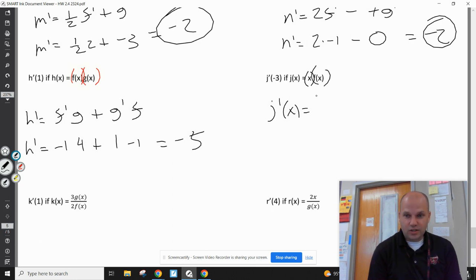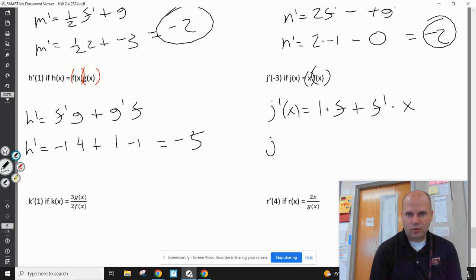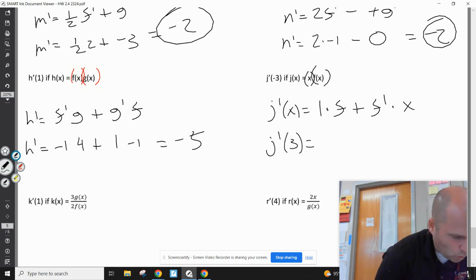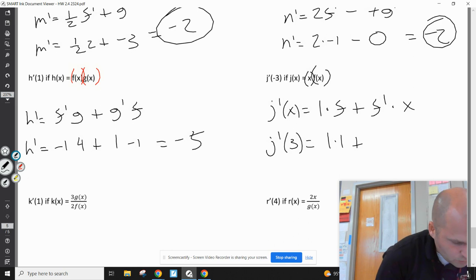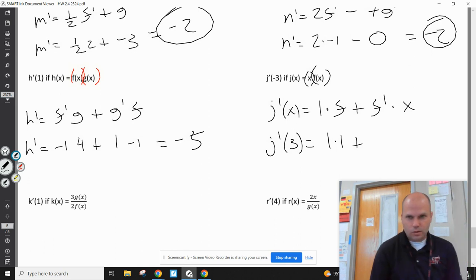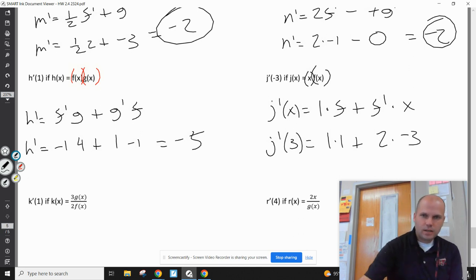x times f. The derivative of x is 1. The slope of x is 1 times f, plus the slope of f times x. Plugging in 3: 1 times f's y-coordinate at 3. F's y-coordinate is 1. F's slope at 3 is 2, times x at 3. It's very important.